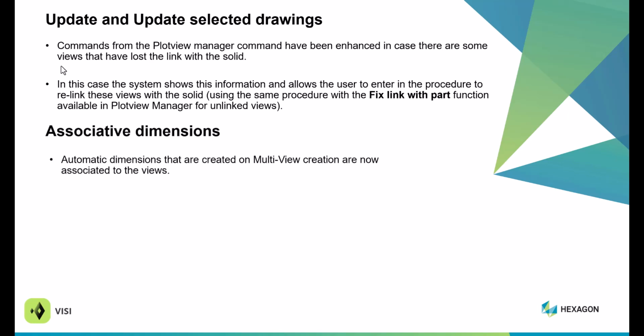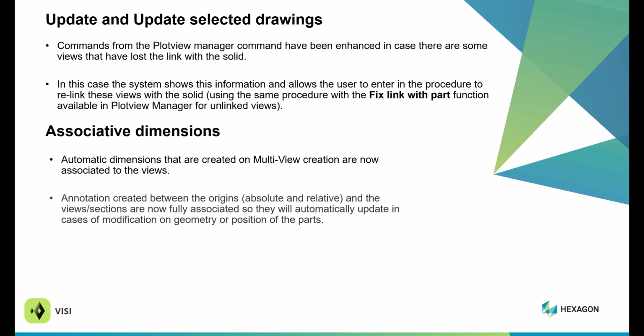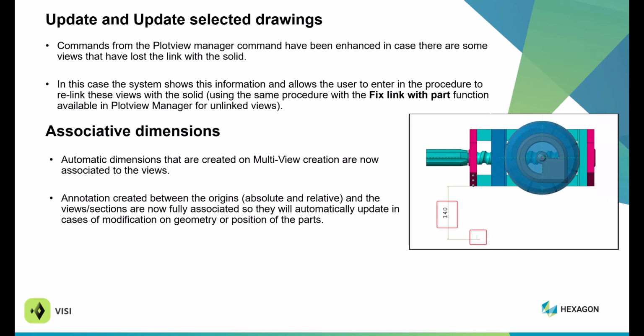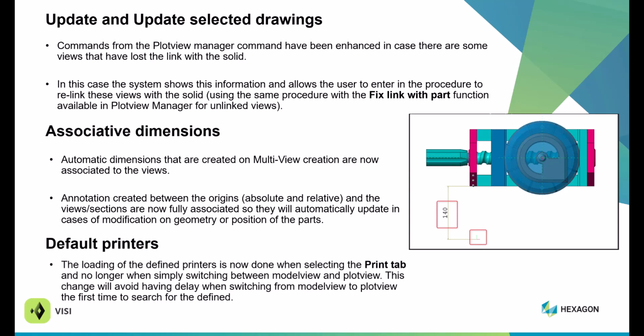With associative dimensions, automatic dimensions created within multi-view are now associated. Annotation that is created from a relative or absolute origin is now fully associative as well, meaning if you're creating a point from the part to the origin, it is fully associative and will automatically update the type of dimension. Within your default printers, the default printer inside the Print tab is no longer allowed to be switched between Model View and Plot View. The File Print default printer will actually be the default printer that it's going to print to.